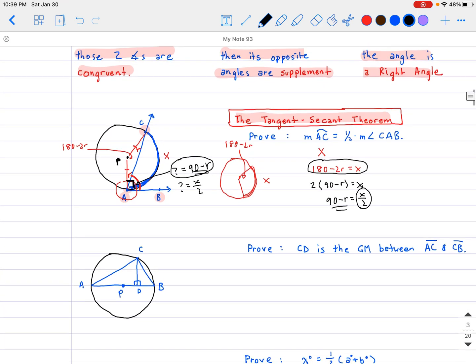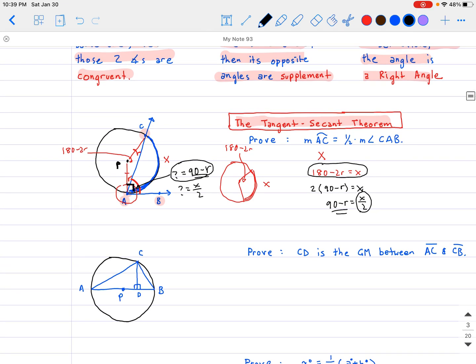Now, let's go ahead and look at this other guy over here. Prove that CD is the geometric mean between AC and CB. Prove that CD right there is going to be the geometric mean between AC and CB. Well, the only time that we've seen a geometric mean setup is if we have a right triangle, to be a little bit more specific, and looking at the altitude of a right triangle.